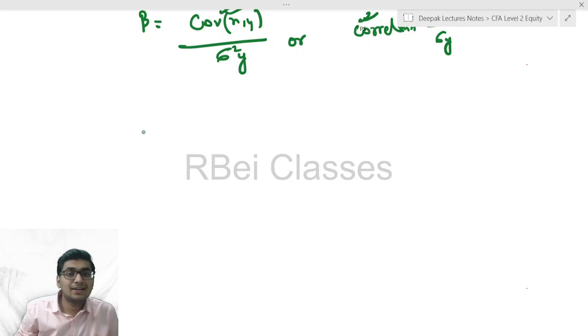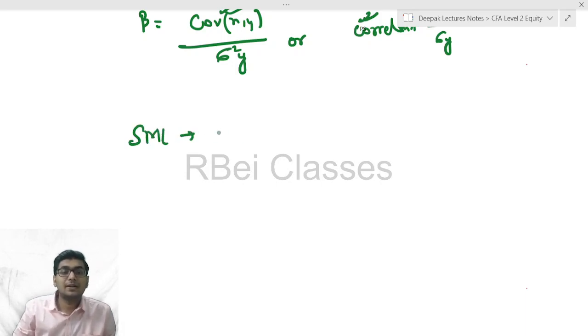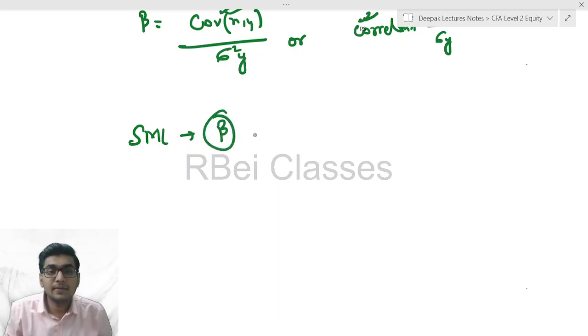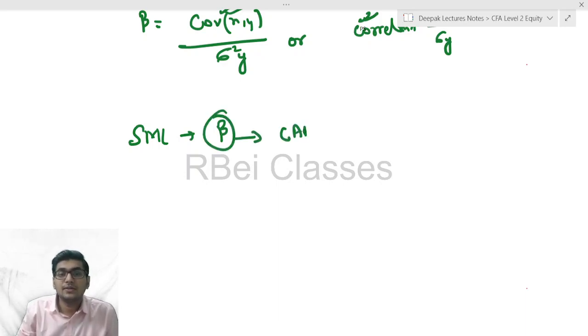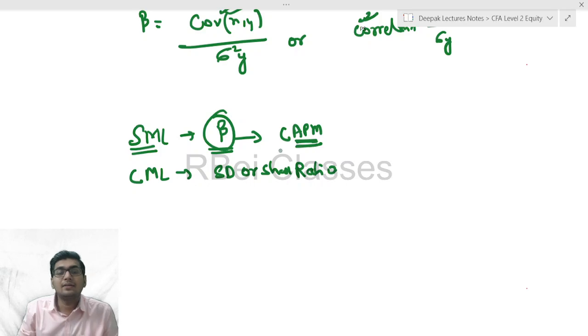Next is the SML line, that is the security market line. It involves the beta and is associated with CAPM concepts. Clear? So if anyone asks you the difference between SML and CML, the capital market line is associated with the standard deviation or you can say the Sharpe ratio. But SML is associated with the beta and comes from the concept of CAPM.